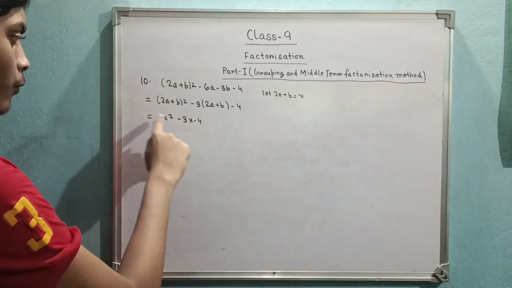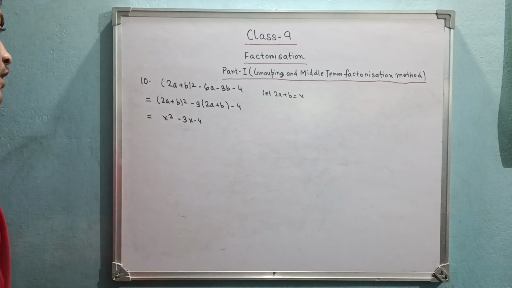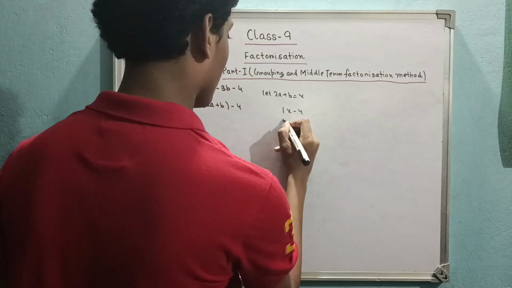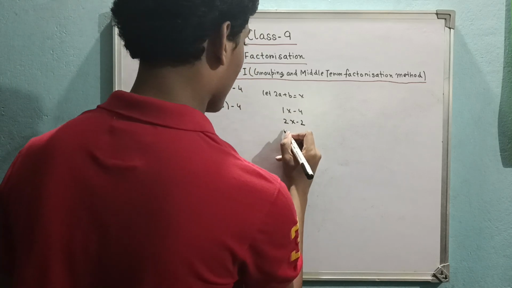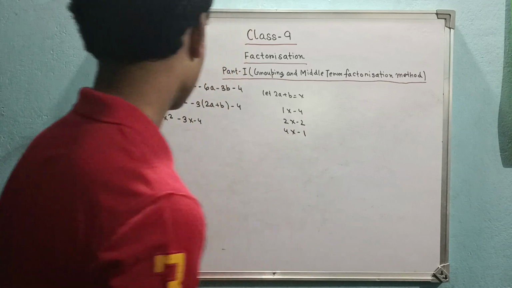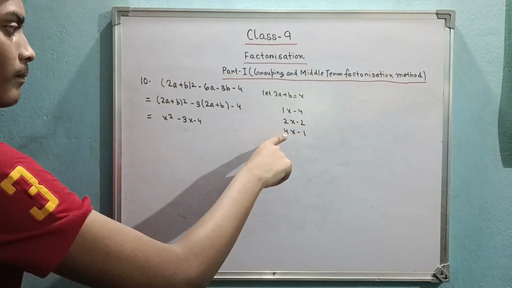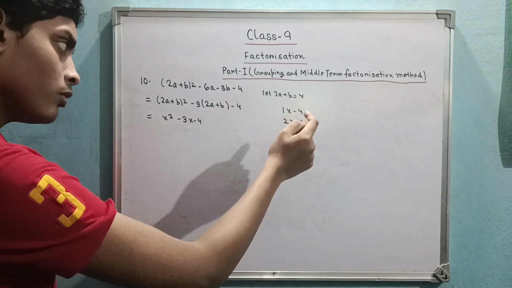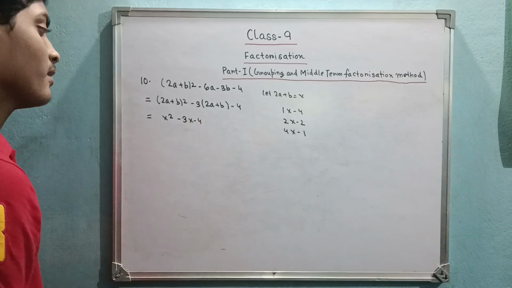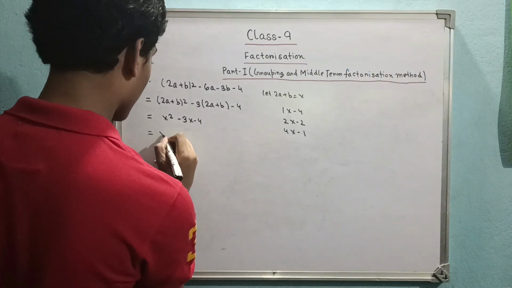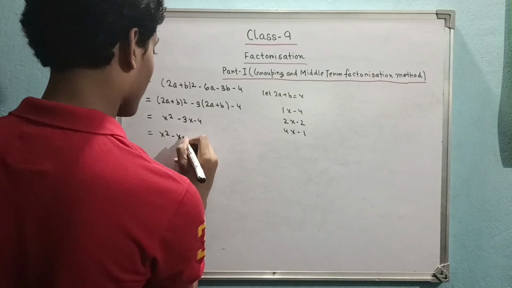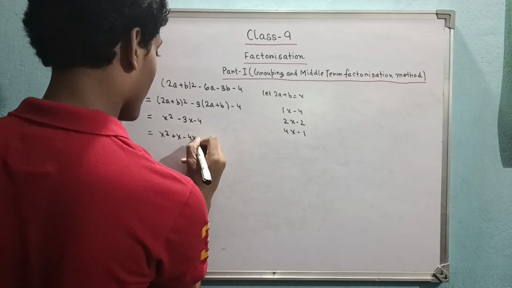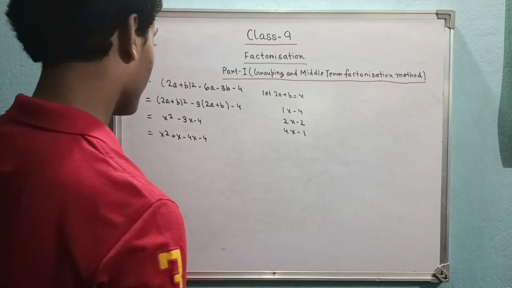Now let's see, minus 4 into 1 is minus 4. Let's see how minus 4 can be made. 1 into minus 4, 2 into minus 2, and 4 into minus 1. Okay. Now I see this. 1 minus 4 is minus 3, and 1 into minus 4 is minus 4. Alright. So now I can write this as x square minus 4x plus x minus 4. Okay, very easy.